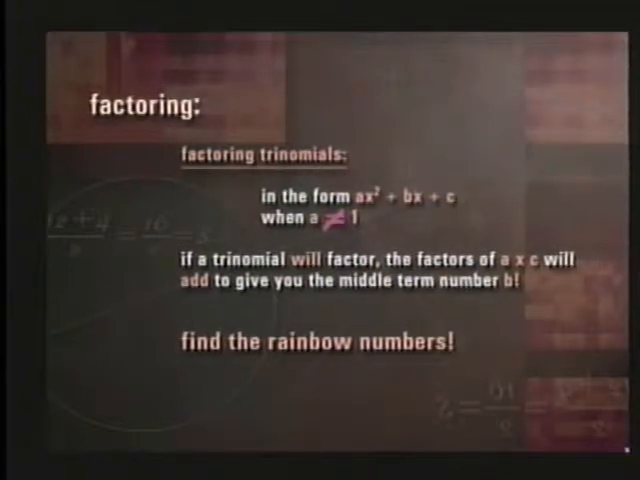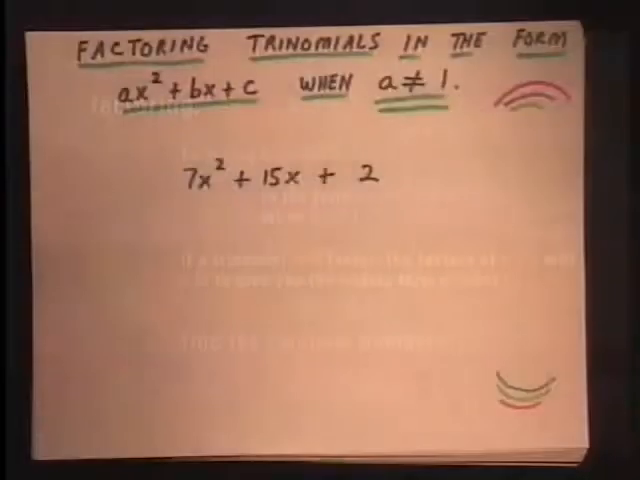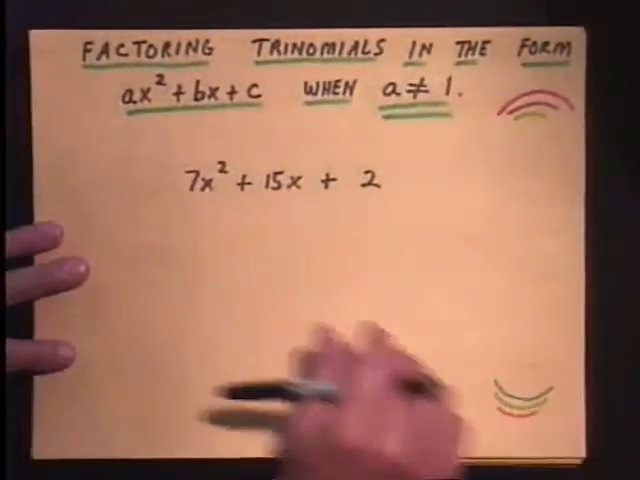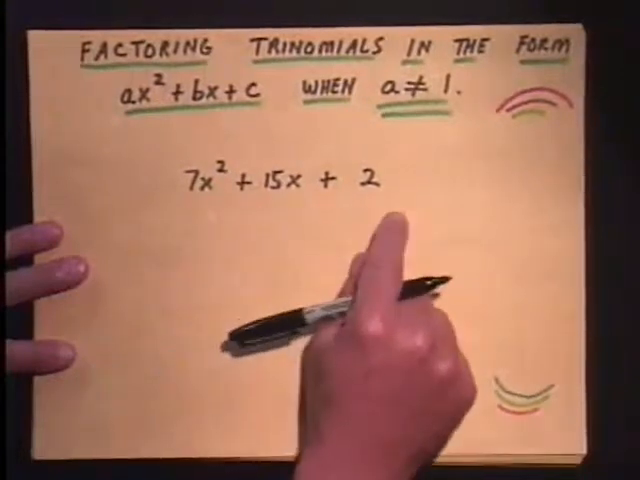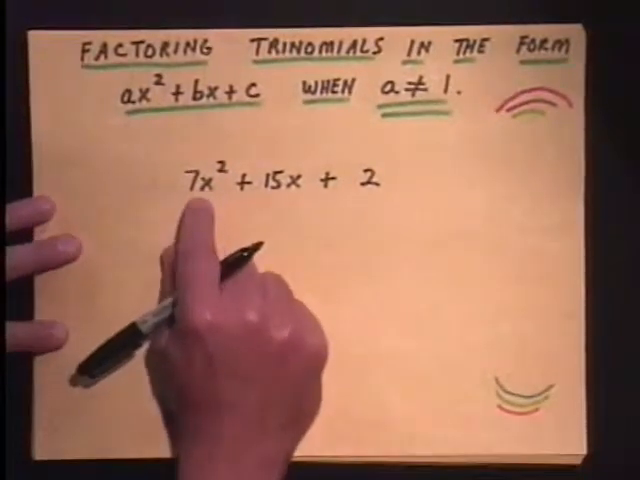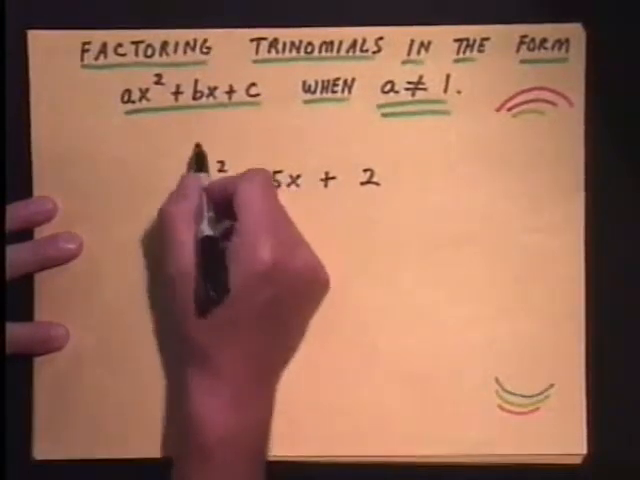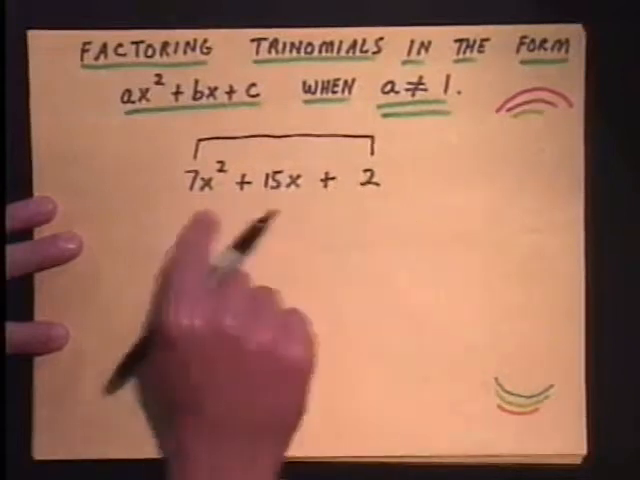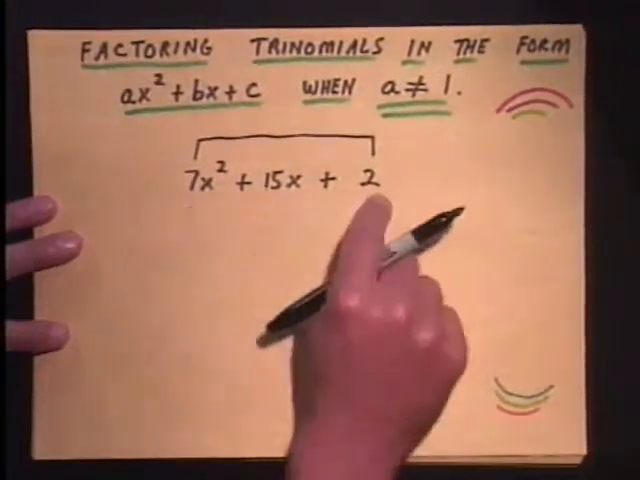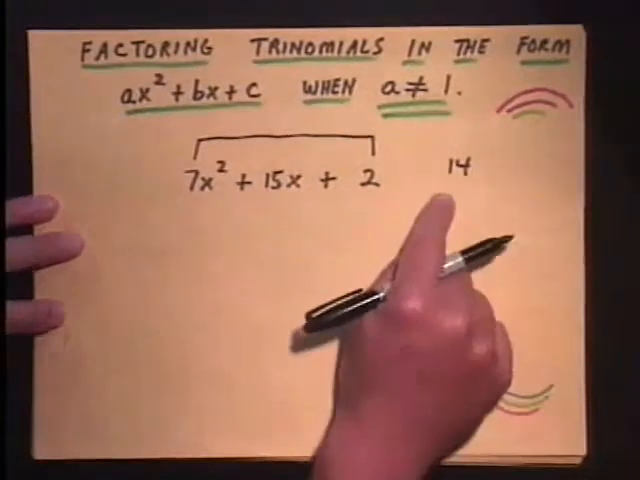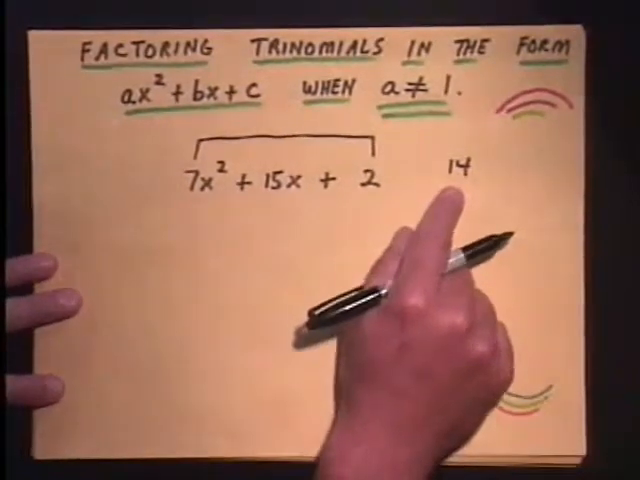If a trinomial will factor, the factors of A times C, the outside 2, will always add to give you that middle number B. And we're still calling them rainbows. So let's go to some examples where A is not 1 and show you it works the same way. All right, now 7x squared plus 15x plus 2, no longer a 1 in front of the x squared. This will throw a little wrench into the works, but don't panic, it'll still work out for us. Let's multiply the outside 2 numbers here, seeing there's nothing in common to take out. 7 times 2, 14.